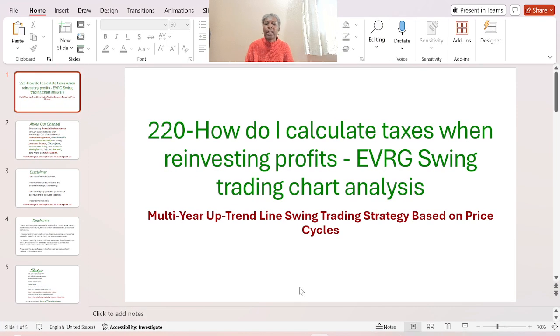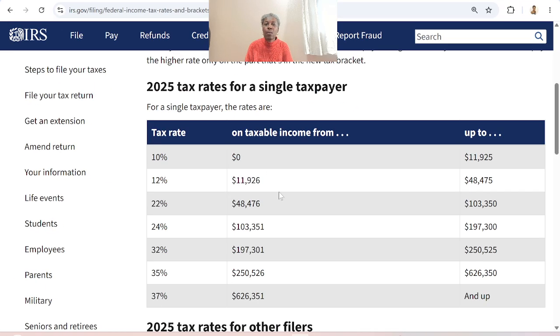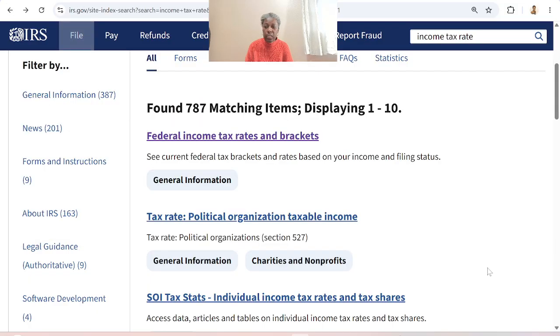Hello, how do I calculate taxes when reinvesting profits? You calculate taxes the same way you would if you were not reinvesting the profits.